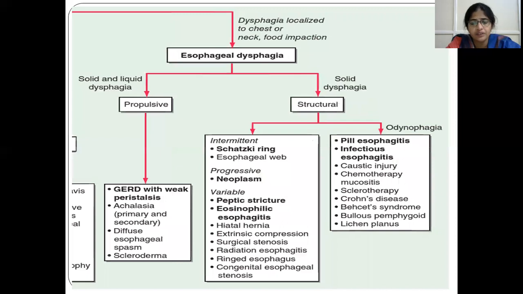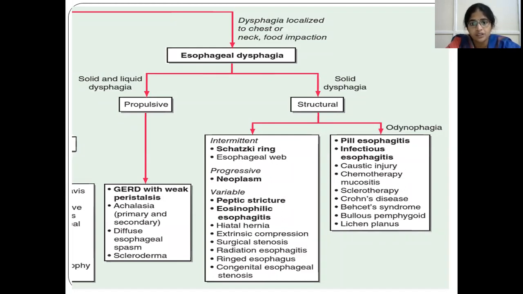Esophageal dysphagia is again divided into propulsive and structural. Propulsive causes are gastroesophageal reflux disease with weak peristalsis, achalasia, diffuse esophageal spasm, scleroderma. What are the structural esophageal dysphagia causes? Intermittent dysphagia is due to Schatzki ring. Schatzki ring is the lower esophageal web. It causes intermittent difficulty in swallowing. Then progressive dysphagia is caused by carcinoma of the esophagus.